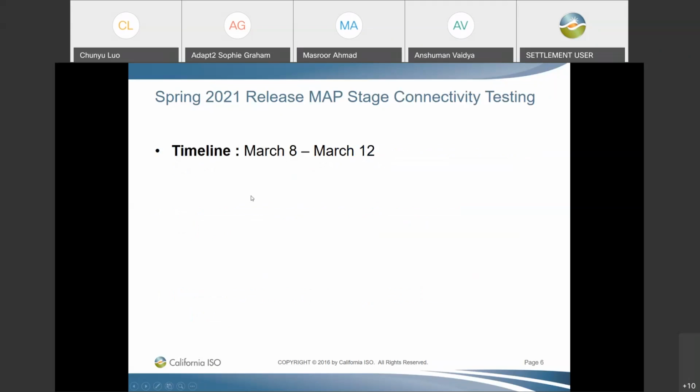As you know, Mapstage connectivity testing for Spring 2021 is this week till tomorrow, Friday, and then we'll start market simulation from next week.